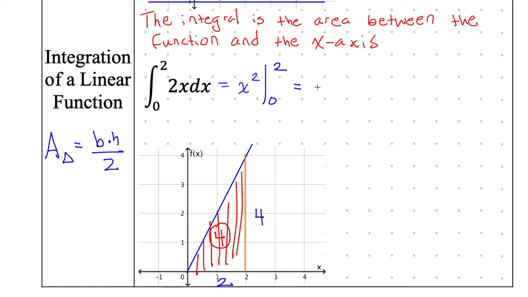Plug them in for us. 2 to the power of 2, minus, you're plugging in this one now, 0 to the power of 2. Simplify. 4 minus 0, which is 4. Hey, we got the same answer. Good on us. Again, we should label this as the equation y is equal to 2x. So far, so good. Let's move on.